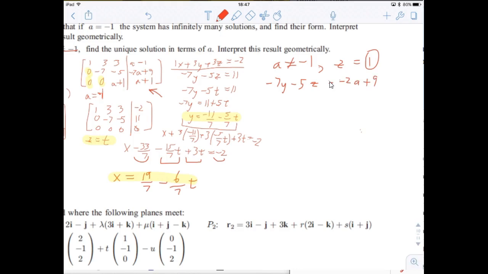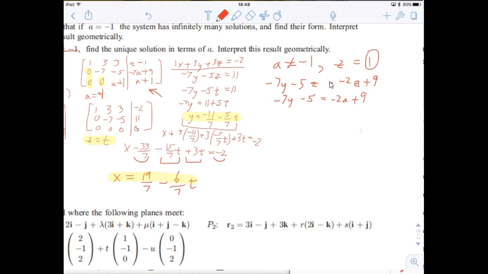And back when a was -1, we just calculated the number for the right side. But now we don't know exactly what a is, because we know it's not -1, but we don't know exactly what it is. So we're going to need to keep a there. Now we do know that z is 1, so instead we're going to have -7y minus 5 equals -2a plus 9. Now let's solve for y.